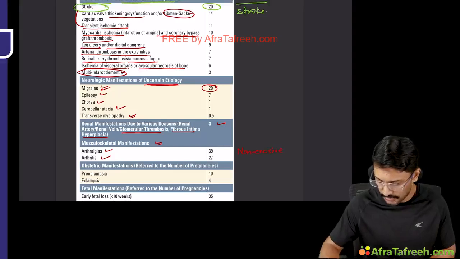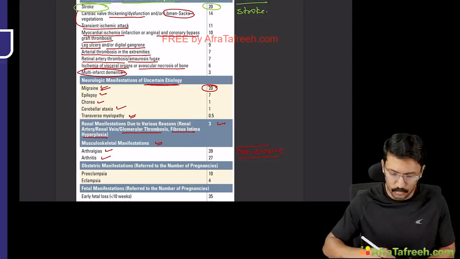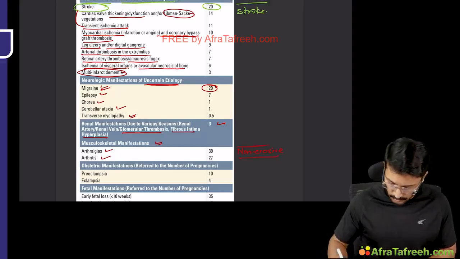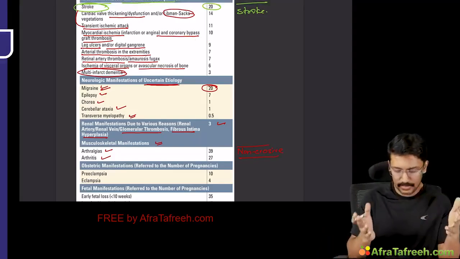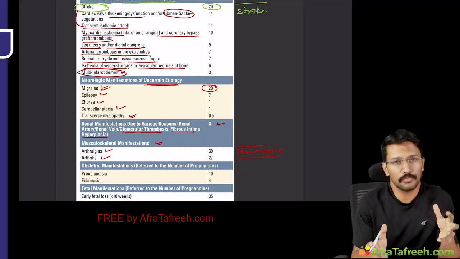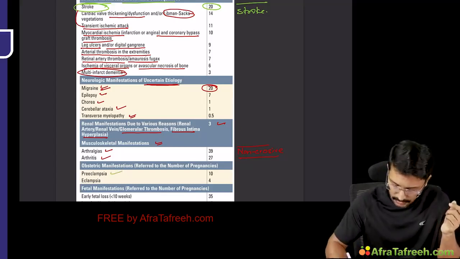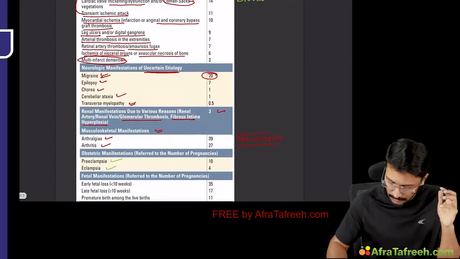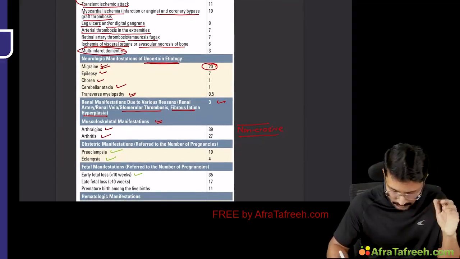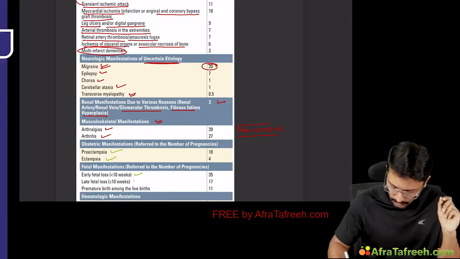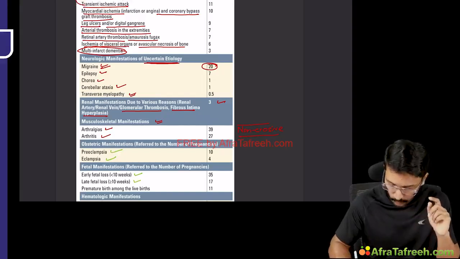Like you see in patients with SLE and other rheumatological disorders, not like you see in patients with rheumatoid arthritis. Obstetric manifestations, yes, I would rather consider the overall obstetric outcome. So that includes preeclampsia risk, eclampsia, and the fetal manifestations, which are nothing but obstetric outcomes. The early fetal loss, less than 10 weeks, or late fetal loss, more than 10 weeks. What we use for the diagnosis of APS is the late fetal loss, not early fetal loss.